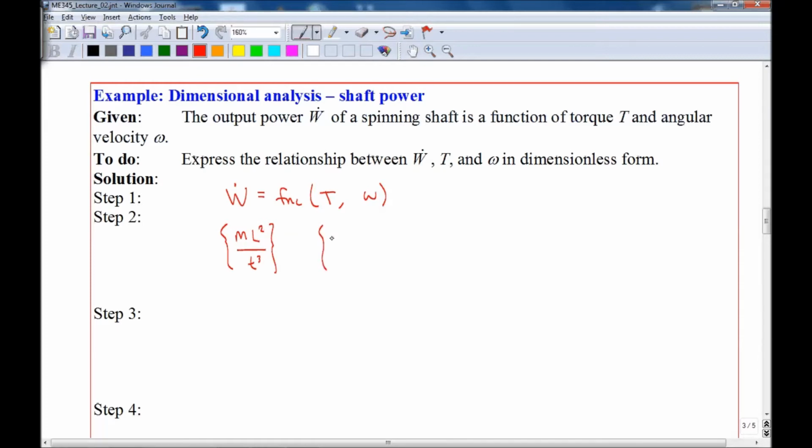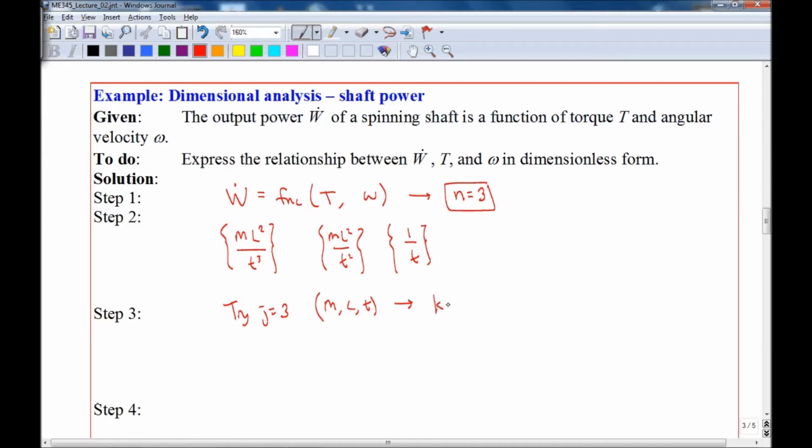The primary dimensions of torque are m L squared over T squared. And the primary dimensions of omega is 1 over time, since omega is radians per second and radians is a dimensionless unit. Now step 3 is to pick the reduction j. What we usually do is try, first of all, j equal to the number of primary dimensions in the problem, which is here 3. We have m, L, and T. And step 1, I forgot to write, we count the number of variables, so we have n equal 3.